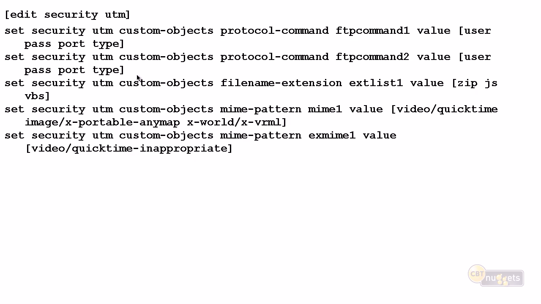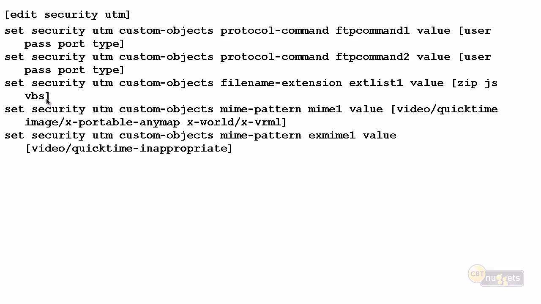For more information on the FTP command types, just go look at the RFC on that or just do a search in your favorite search engine. Next, we want to create a file name extension list. So this is a custom object of the type file name-extension. We'll call this ext list 1. And then the values we're going to include here are the zip, JS for JavaScript, and VBS. We'll add those three extensions to our list.